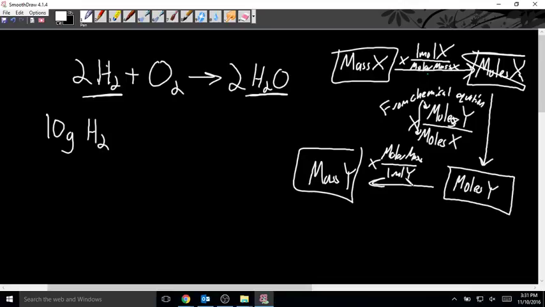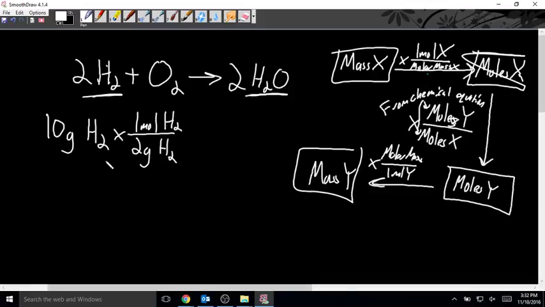Starting off, I have 10 grams of H2. I want to know the mass of the water being produced here. So I'm going to take that 10 grams. The first step is to go from mass of X to moles of X. To do that, I take it times 1 mole of X, and X is really just what I'm starting with, so in this case X is H2, over the molar mass of X. For hydrogen, H2: 1 hydrogen has a mass of 1, so 2 hydrogens have a mass of 2 grams.